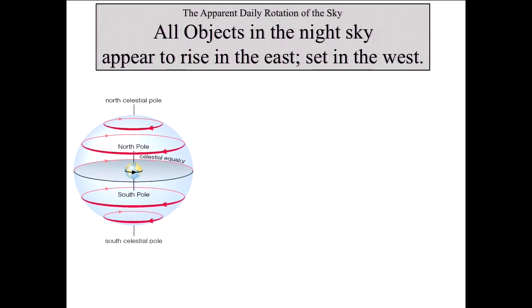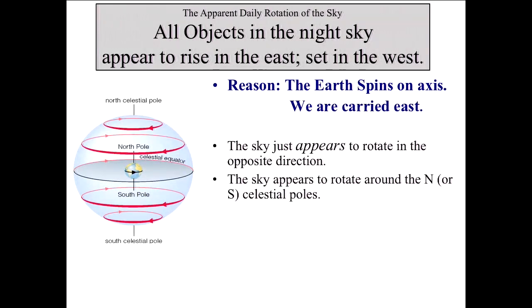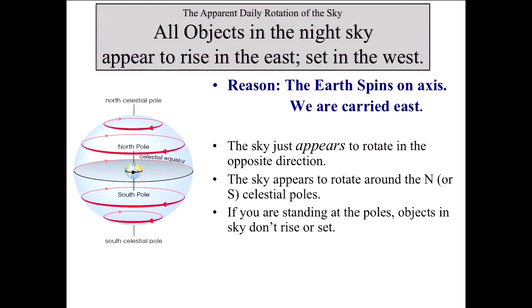Is that true if you're in the southern hemisphere? What if you live in South Africa? Do things still rise in the east and set in the west? Or is it opposite? You might want to think about that a little bit. So, to summarize, the Earth spins on its axis. We're carried to the east. The sky just appears to rotate in the opposite direction.